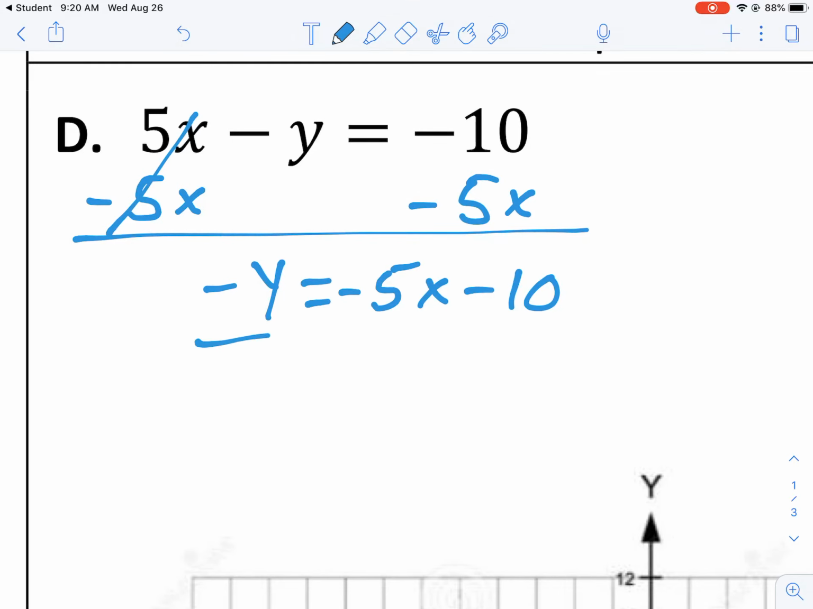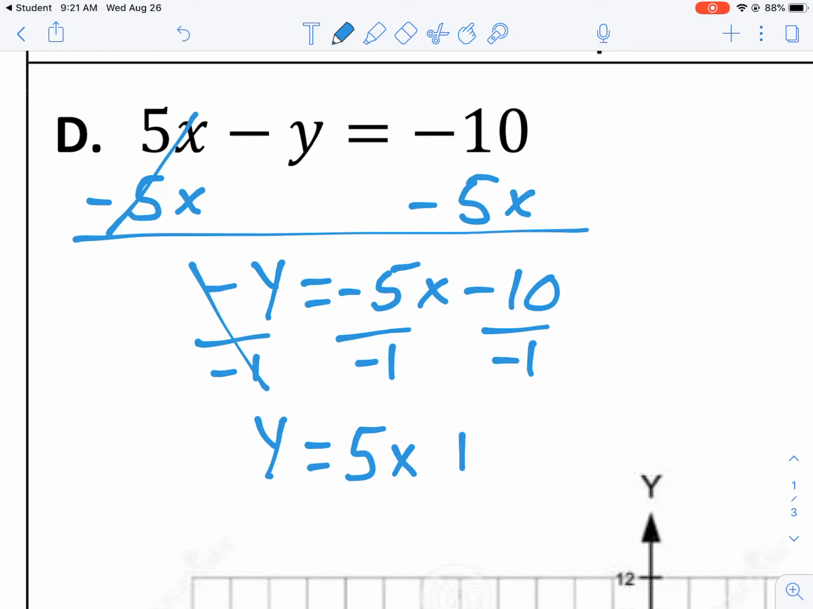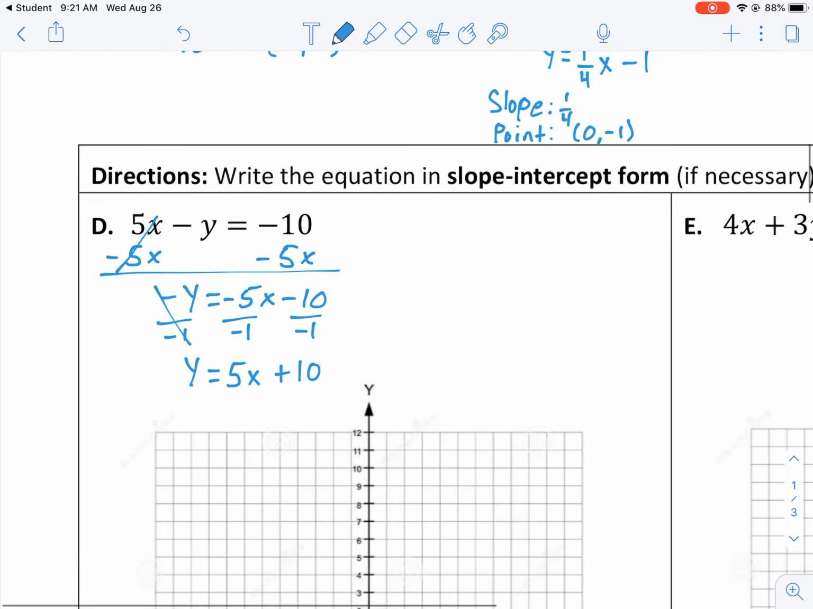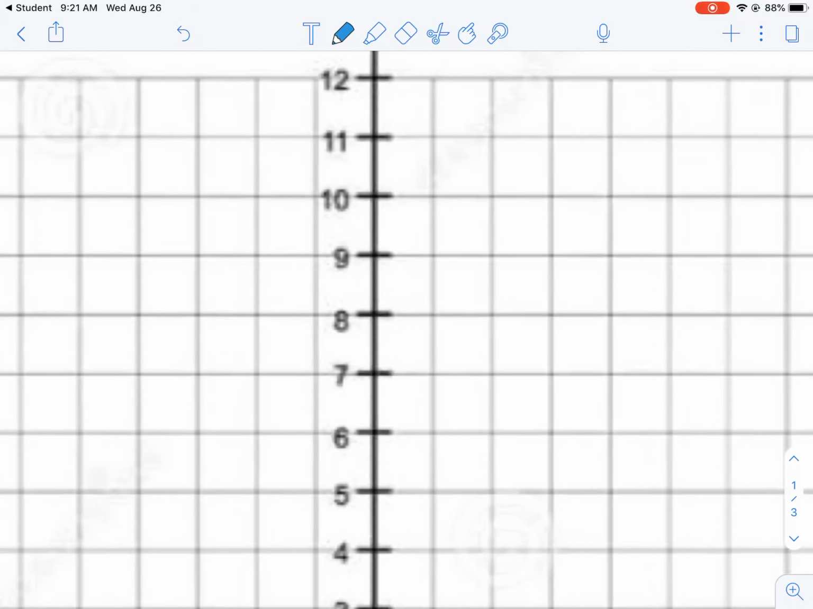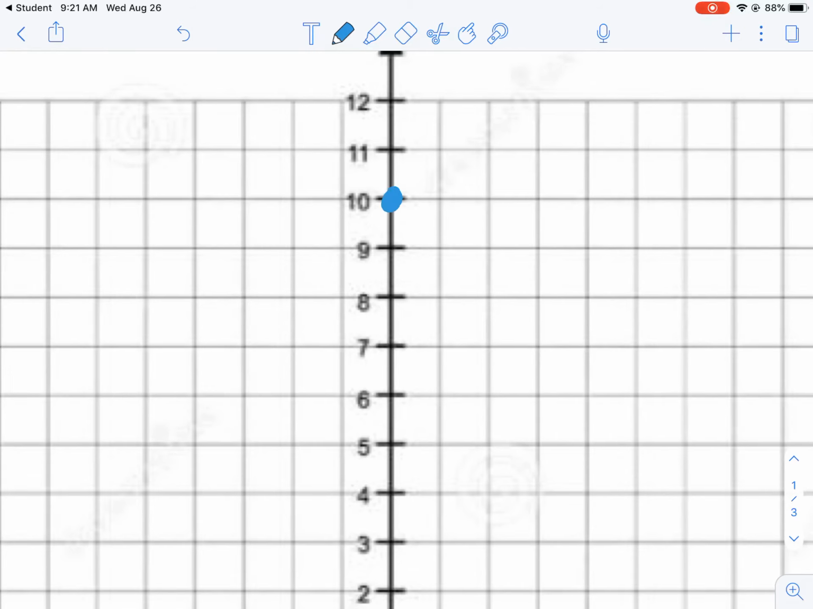Now we're going to divide by -1 because we have to get rid of that negative sign. When you're dividing by -1, your numbers aren't changing, but your signs are, because you're dividing by a negative. So we've got 5x plus 10. Now we graph this the same way we graph in slope-intercept form. We've got a y-intercept of 10, so that's our starting point.